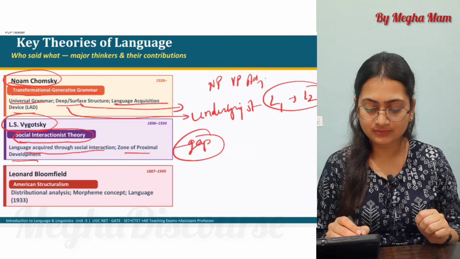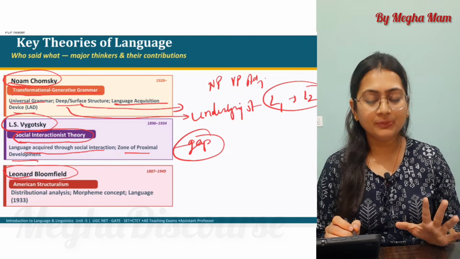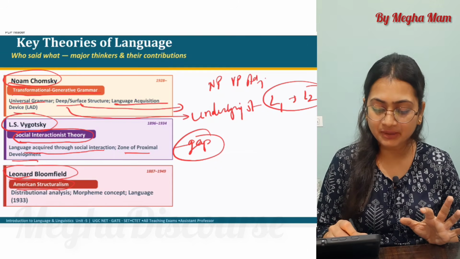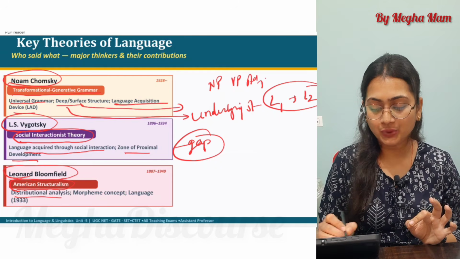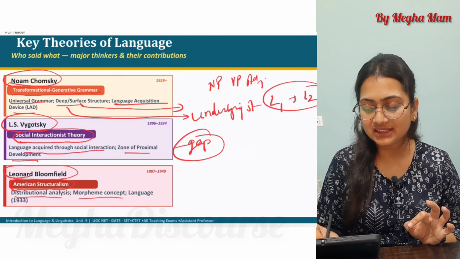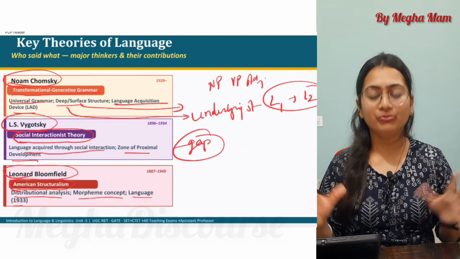Okay. Now we have Leonard Bloomfield. Leonard Bloomfield is an American structuralist, okay, and he has given distributional analysis theory and the morpheme concept, and this is the name of his seminal textbook, that language is a formal and systematic structure of pattern, okay.